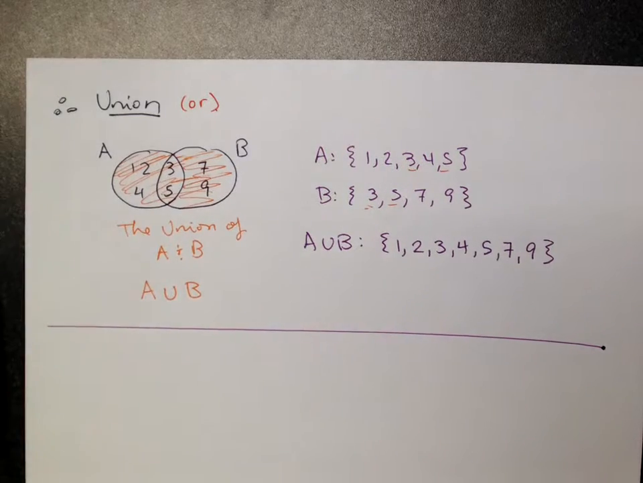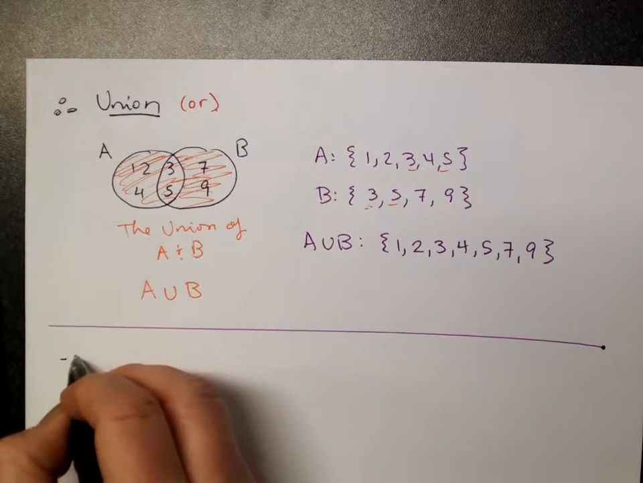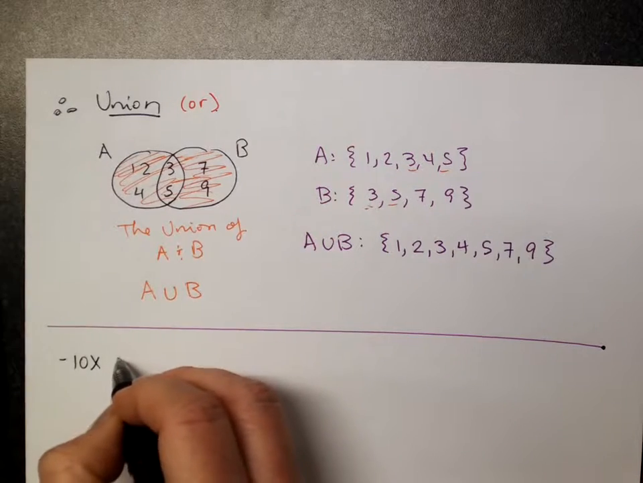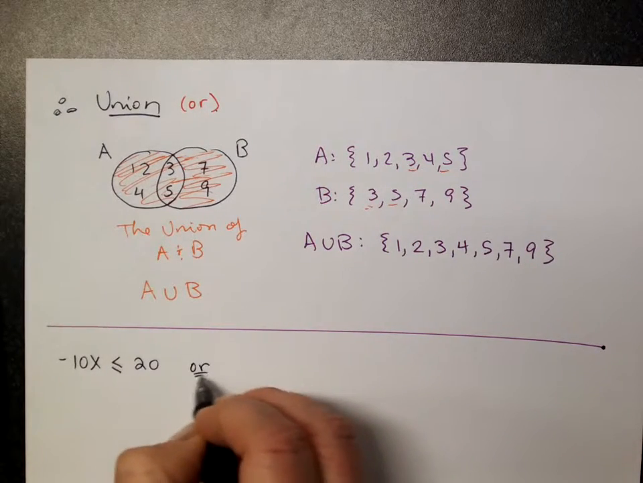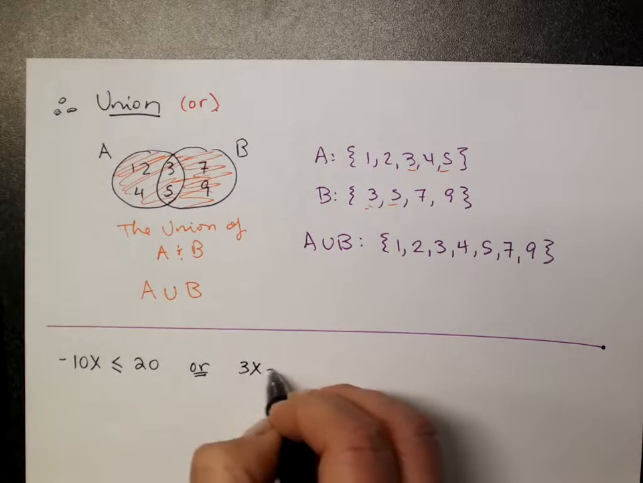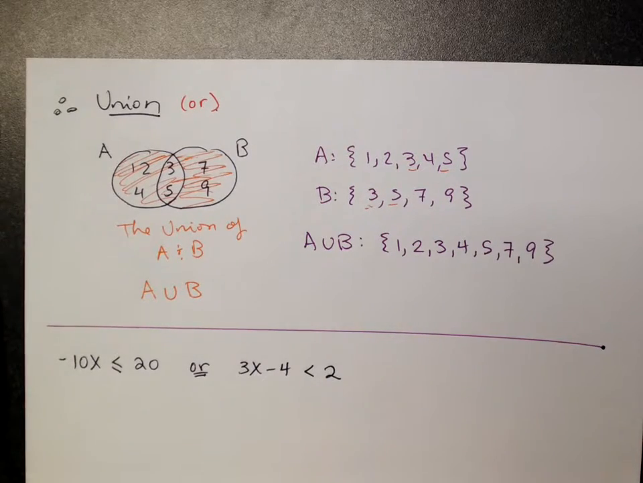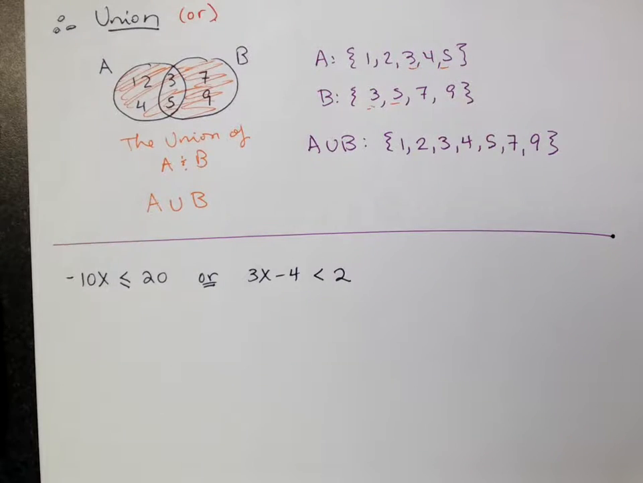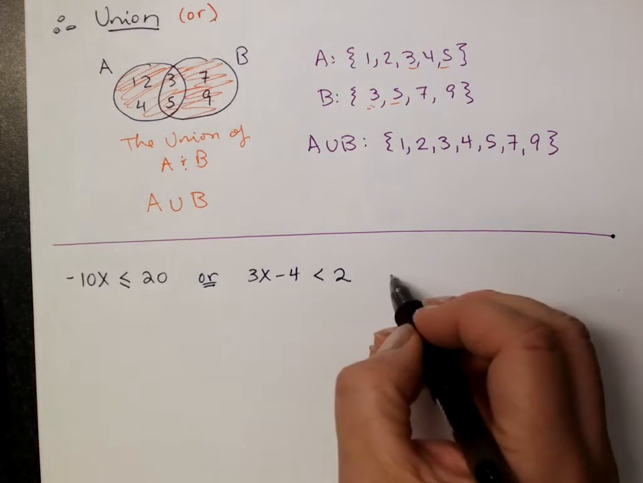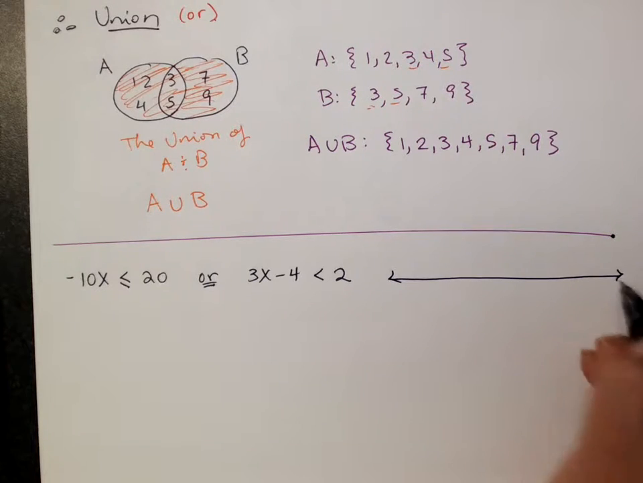Okay. So, let's do negative 10x less than or equal to 20, or 3x minus 4 is less than 2. So solve those both individually, and then put the two individual solutions on a working graph so we can see how they interact.